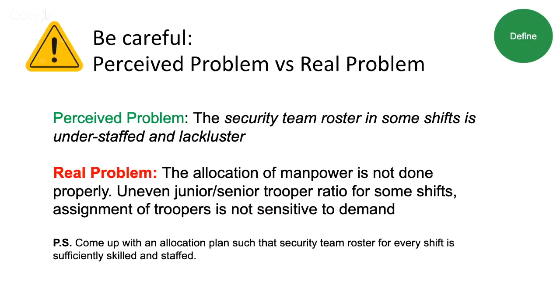So the carry-on will be an uneven junior-senior trooper ratio for some shifts. Assignment of troopers is not sensitive to demand. Okay, so ultimately the real problem is that there's a misallocation of manpower, right? Then of course, when you are able to identify the underlying problem, you will be able to come up with actionable plans. For example, coming up with an allocation plan such that the security team roster for every shift is sufficiently skilled and so on, right? So without identifying the underlying problems, you won't even be able to reach this stage, which is to come up with an actionable plan. You don't believe, you can try.